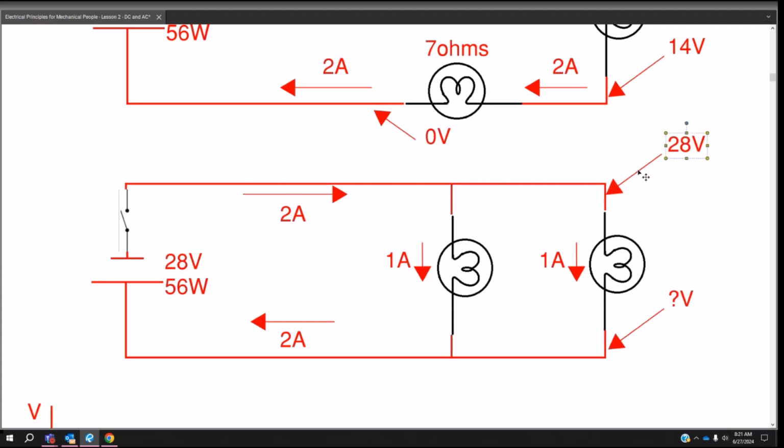Exactly. What about here? What if I were to measure there to the other end of the battery? I feel like it would still be 28. It would be. That's exactly right. Because there's essentially no electrical difference between here and this side of the battery since this is all conductor. Okay. You can picture it as one big old chunk of copper.